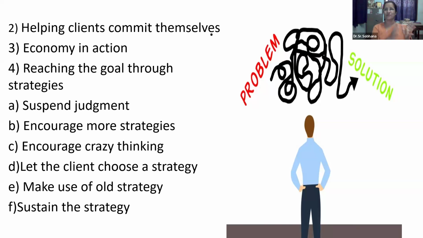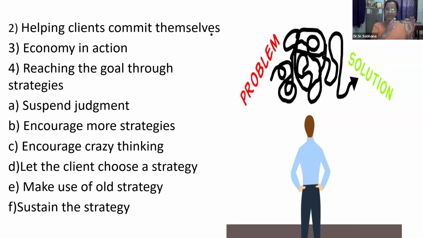Here, again, problem solving: helping the client commit themselves. Create an environment, because I don't think the client is already a disturbed person. So we as counselors need to create an environment for them, or make them understand this is the situation. Economy in action, as we already said. Reaching the goal through certain strategies. You can have step-by-step strategies for the client, which we will deal with at goal-setting time. Then suspend judgment.